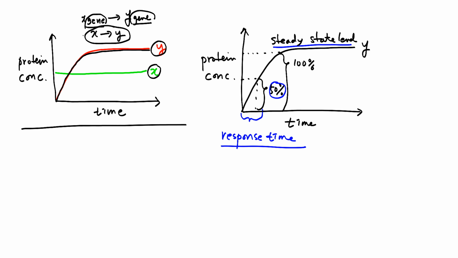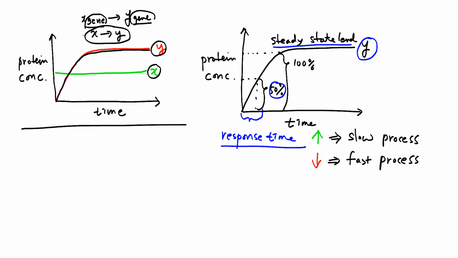Basically, response time tells us how fast the protein dynamics reaches the steady state level. If this response time is long, then we have a slow process or slow dynamics, and if it is short, we have a fast process. For example, if we have dynamics that reaches steady state in this fashion, this will be the response time, and it's shorter and indicates that our dynamics is faster.